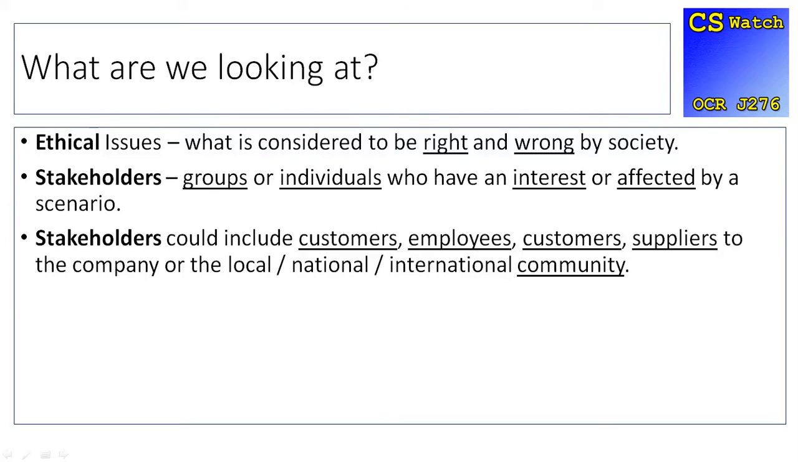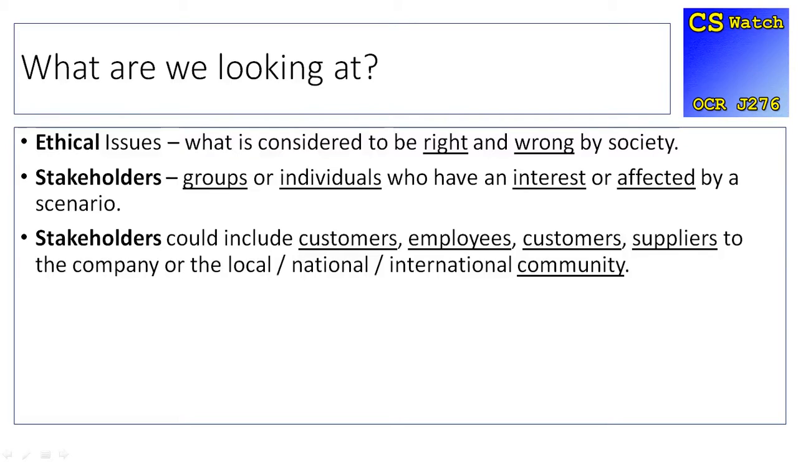First of all, ethical issues are all about what is considered to be right or wrong by society. That's what an ethical issue is. We need to be thinking about stakeholders within it as well. Stakeholders can be groups or individuals who have an interest or can be affected by something happening. Stakeholders could be customers, employees, anyone who has some form of vested interest in something.